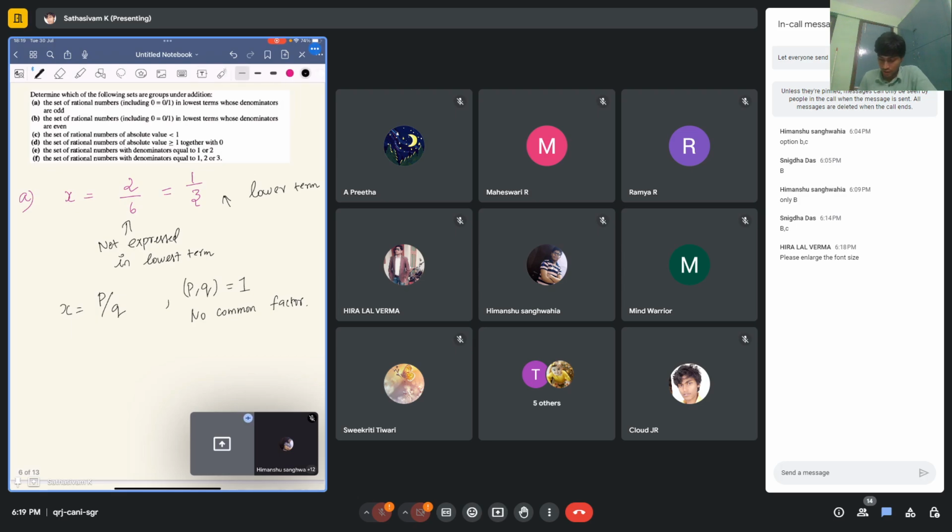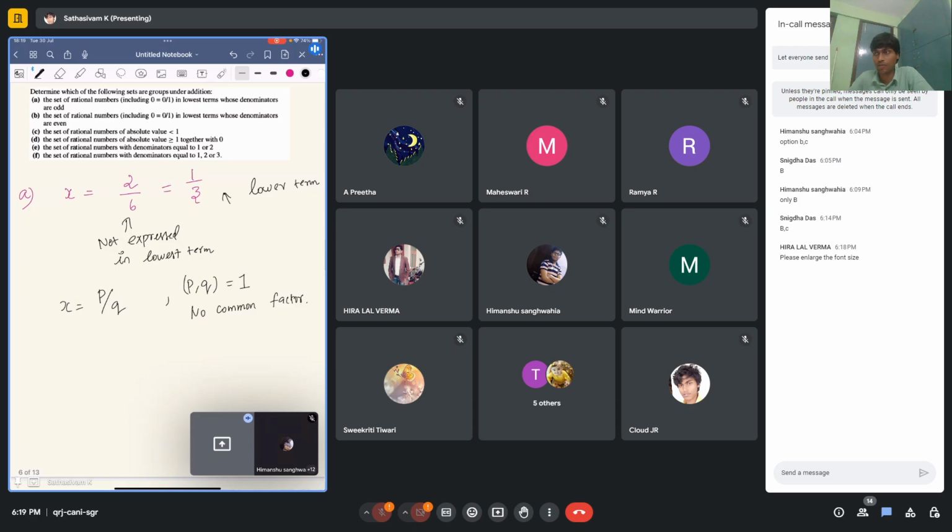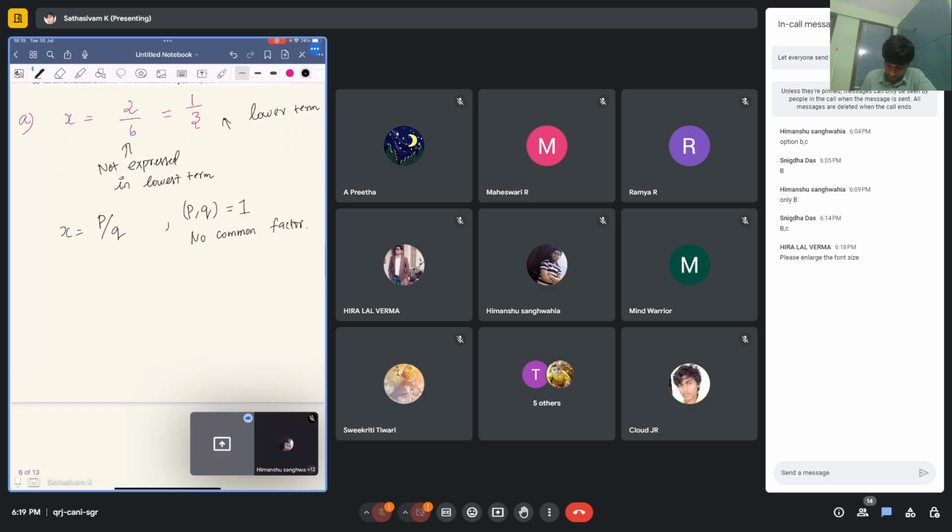So the question is whether this forms a group under addition. So let's try. First we have to say it is closed under addition, and then we have to go with associative, identity and inverse, right? So let's start one by one. First one is closure, so closed under addition.